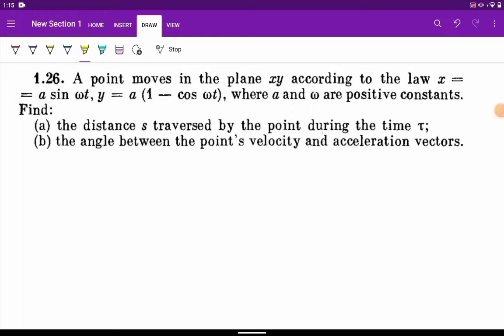Okay, so in this question, they have given the x coordinates and the y coordinates of the point with respect to time, and the point is basically moving in the xy plane. Here a and omega are positive constants. First of all, we need to find the distance s traversed by the point during the time tau and the angle between the point's velocity and acceleration vectors.